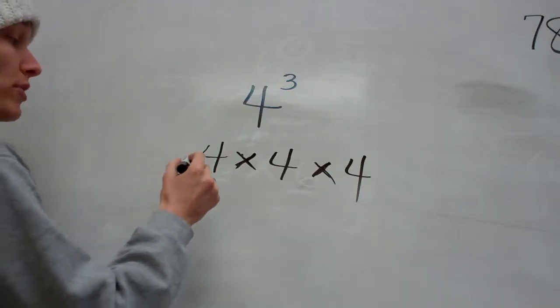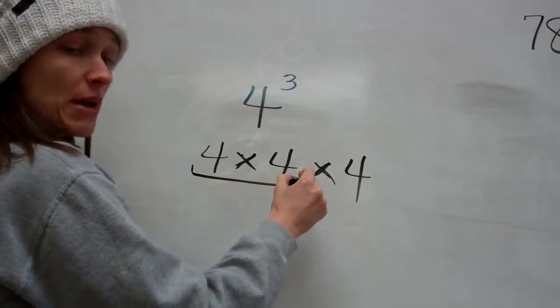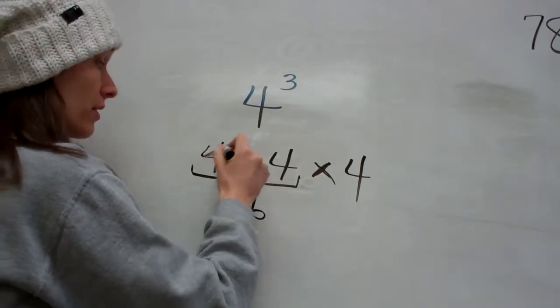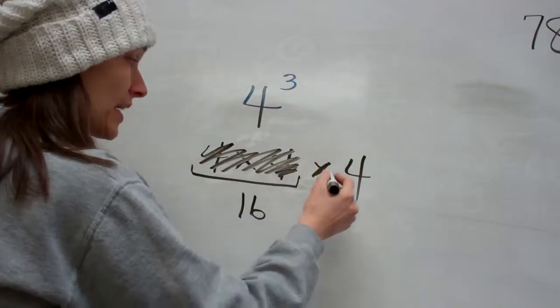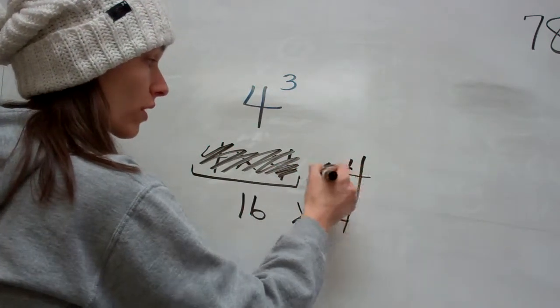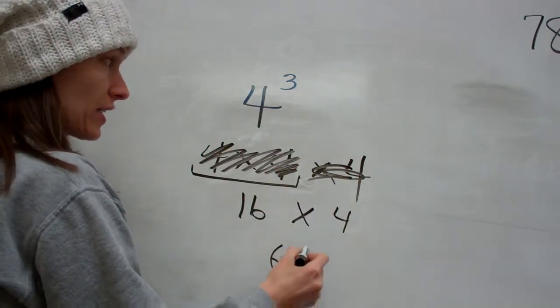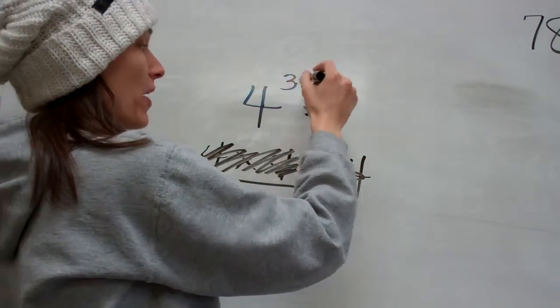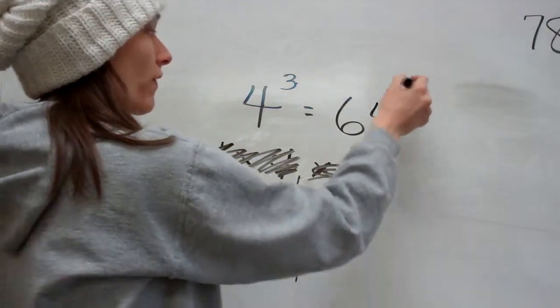Exactly. So what you would do is go 4 times 4 right here and get 16, right? So we're done with those. And now we have 16 times 4. What do we get? I have a question. 64. So 4 to the power of 3 equals 64. That would be your answer.